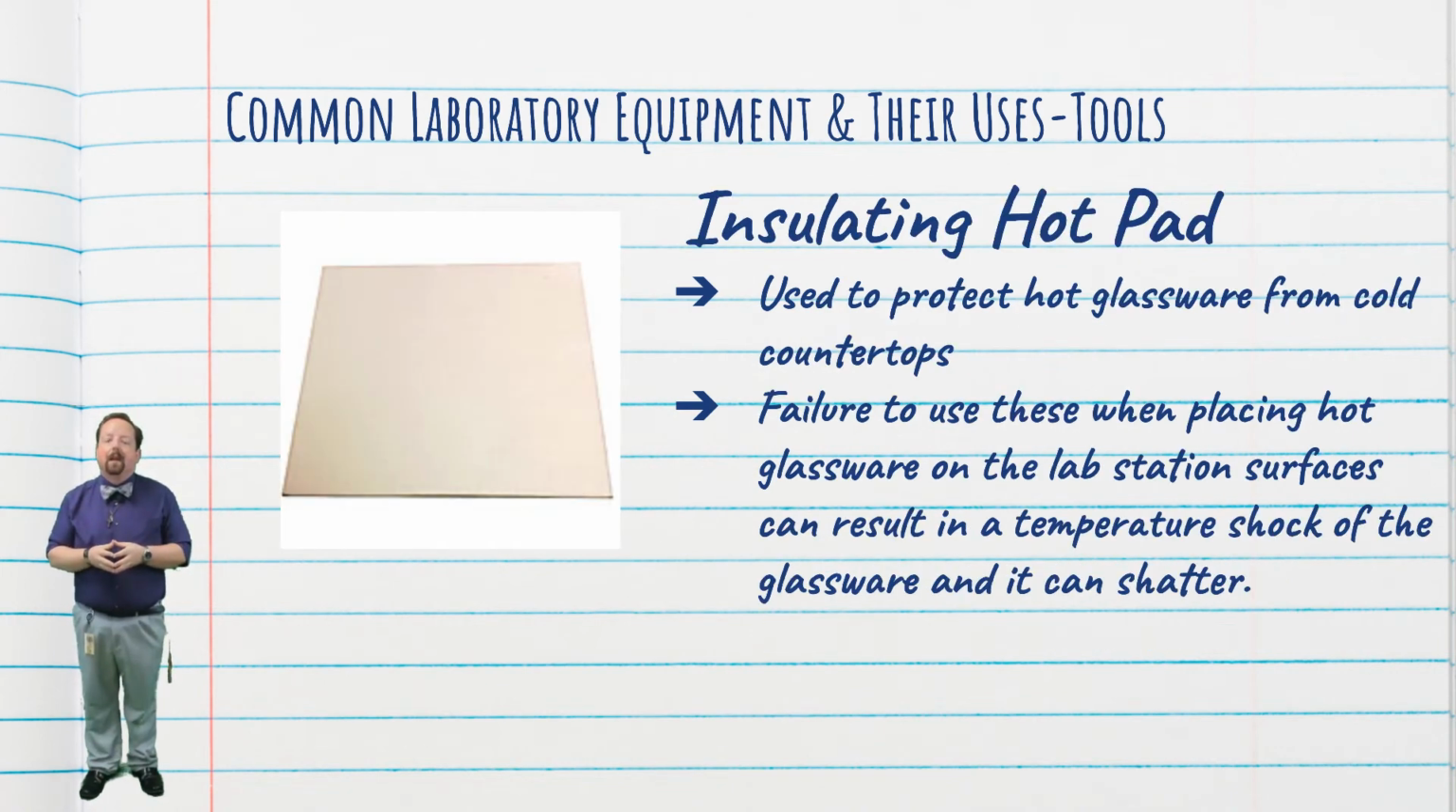Insulating hot pads are incredibly important when dealing with glassware. Anytime you take a hot piece of glassware off of a hot plate or flame, you'll want to sit it on one of these insulating hot pads. If you don't, the drastic temperature change from the really hot heat source to a really cold lab table can shock the glassware into shattering into bits.